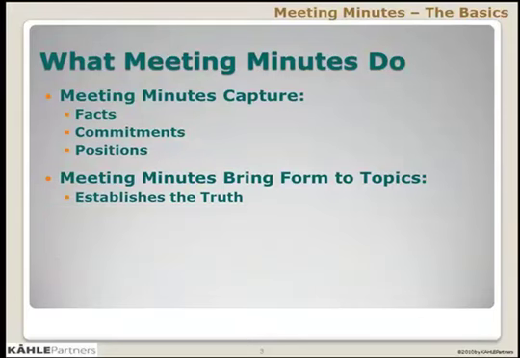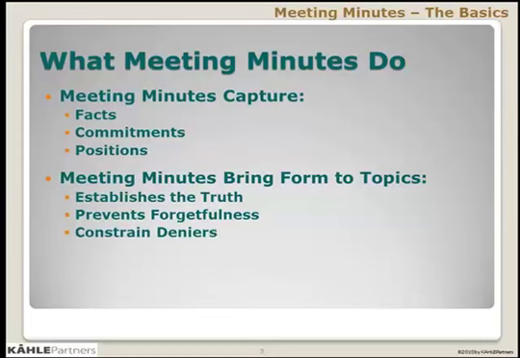The second thing that meeting minutes do is that they prevent forgetfulness. We all need help remembering things, and some meetings can cover an awful lot of ground. It's just unreasonable to expect that all attendees will remember each topic the same way. Meeting minutes help fix this.